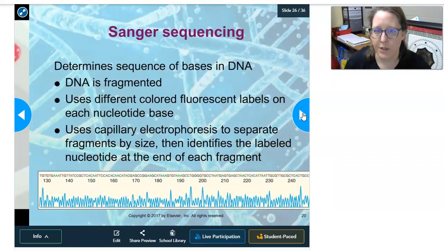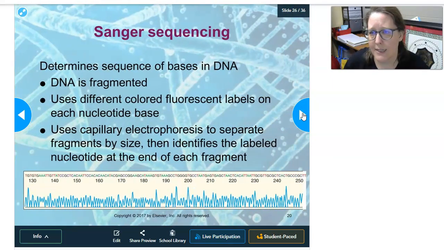It's definitely worth watching. The next technique is Sanger sequencing. It is used to determine the sequence of bases in DNA. So what's the order of those A's, C's, T's, and G's? First, DNA is fragmented, and then it uses different colored fluorescent labels on each nucleotide base, usually on the end base of each fragment. And then it uses capillary electrophoresis to separate these fragments by size, with the smallest one coming through first and then larger and larger.